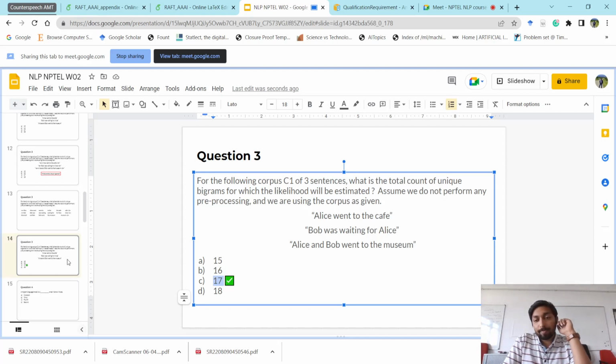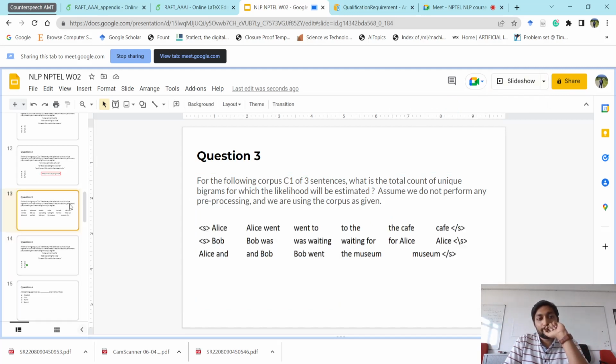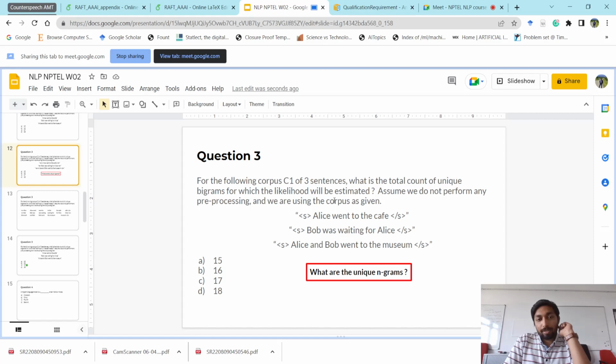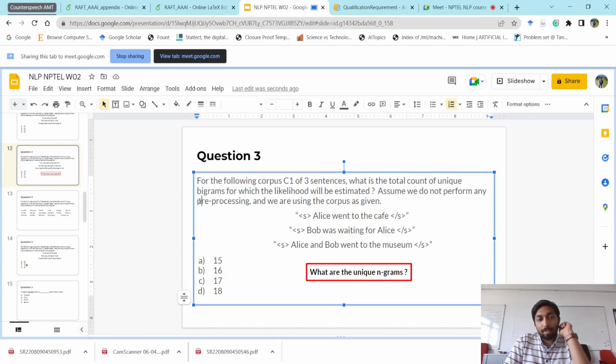Any doubts over here? Yes, so what if there is a comma? If there is a comma and you are told that it is not pre-processed, then if the comma is attached like this, it is considered a part of the word itself.